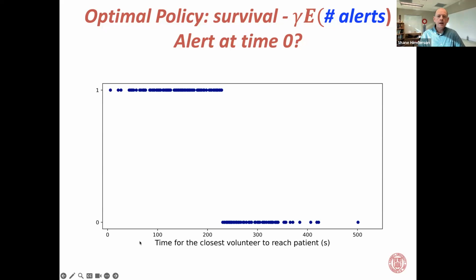And if you look at the time for that closest volunteer to reach the patient, there's a pretty clear cutoff. Basically, you do alert this person up to a certain point, and then you cut it off. So this kind of makes sense, right? If the volunteer is too far away, they're not going to be able to help you in any material way, so you don't alert them.